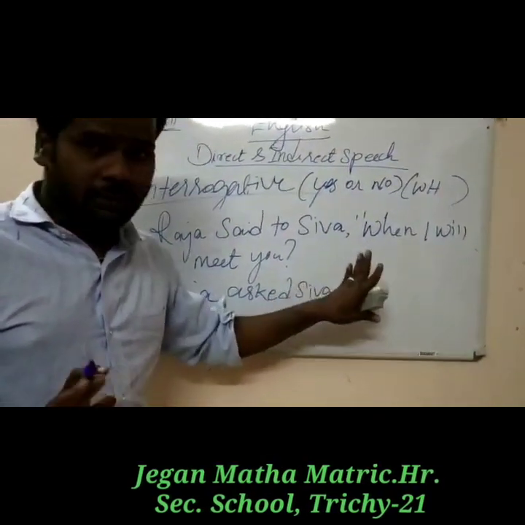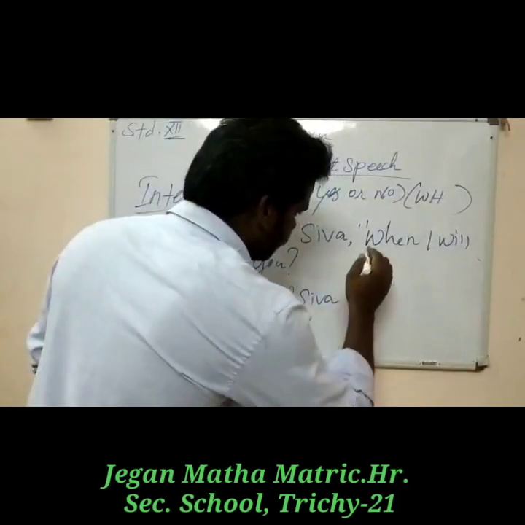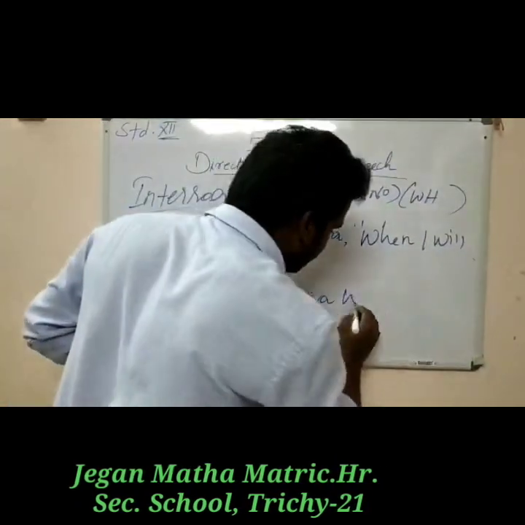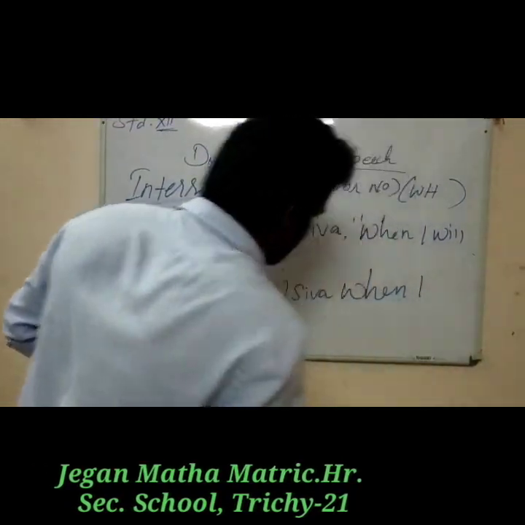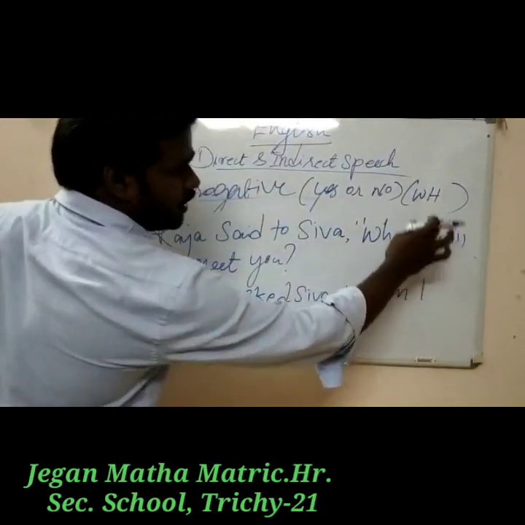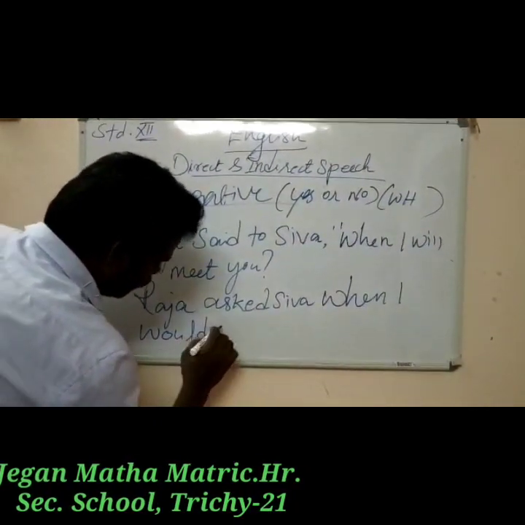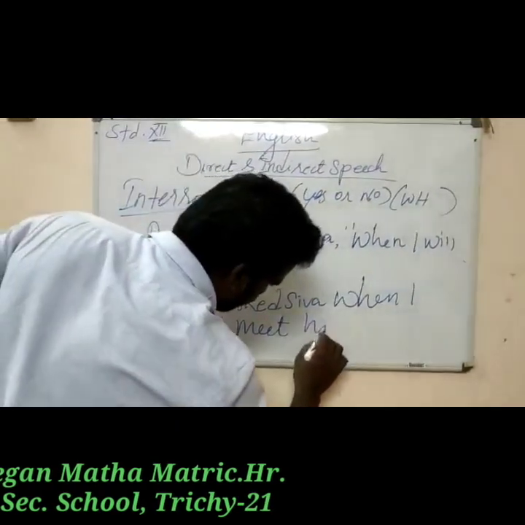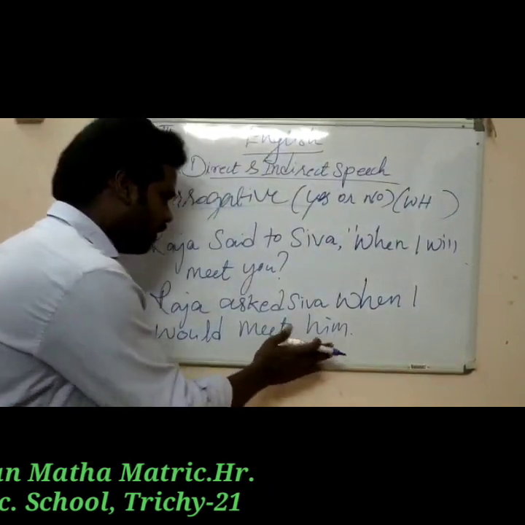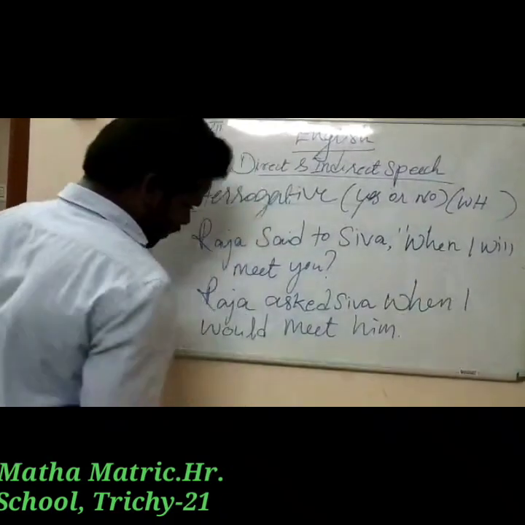Here, Raja asked Shiva. There is no conjunction word; the same question word we have to use. When I would meet him. When will changes to the past would. You changes to the pronoun him. So this is indirect speech: Raja asked Shiva when I would meet him.